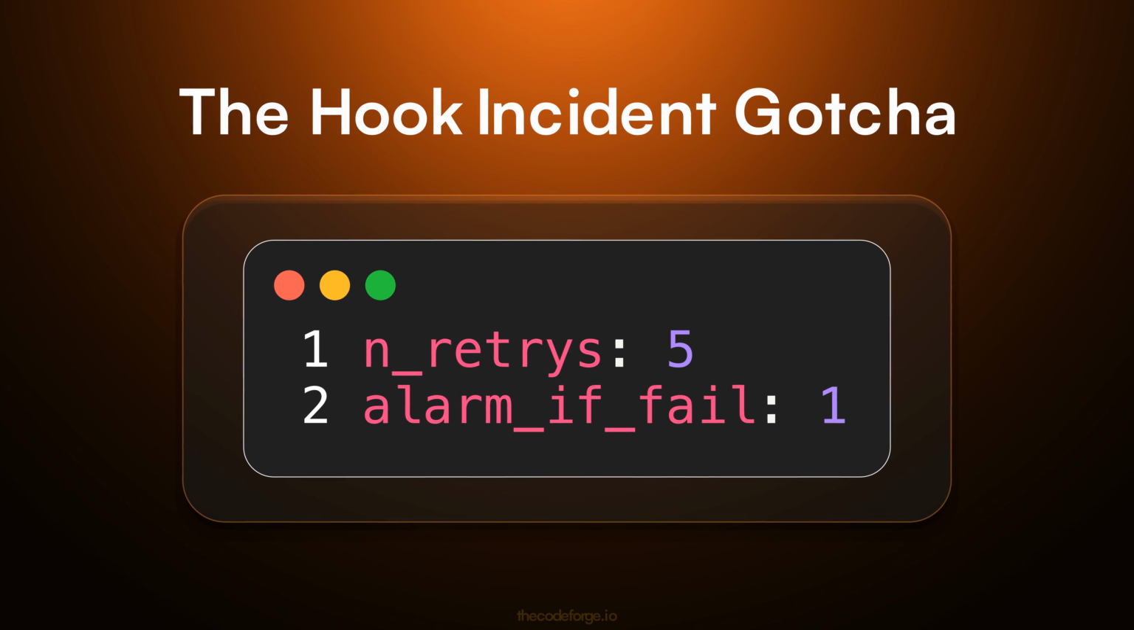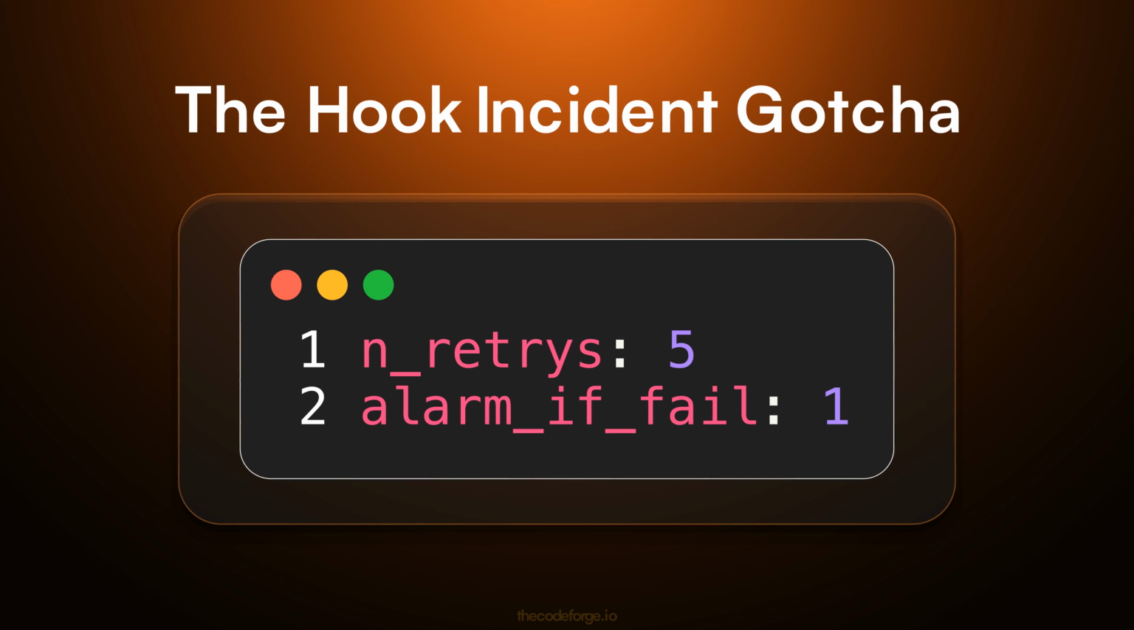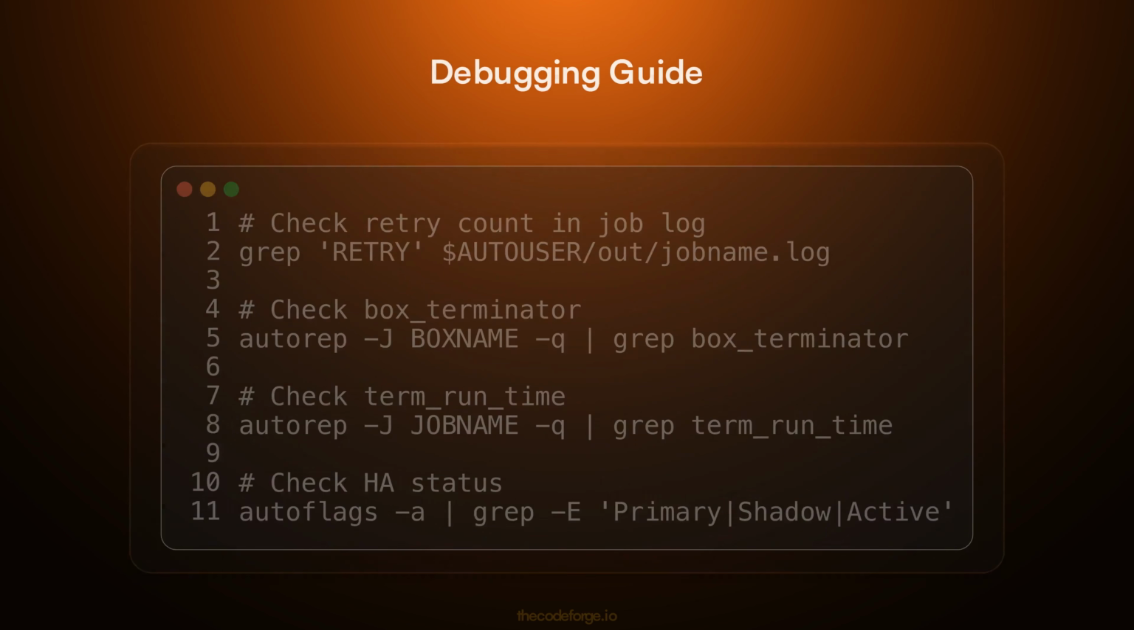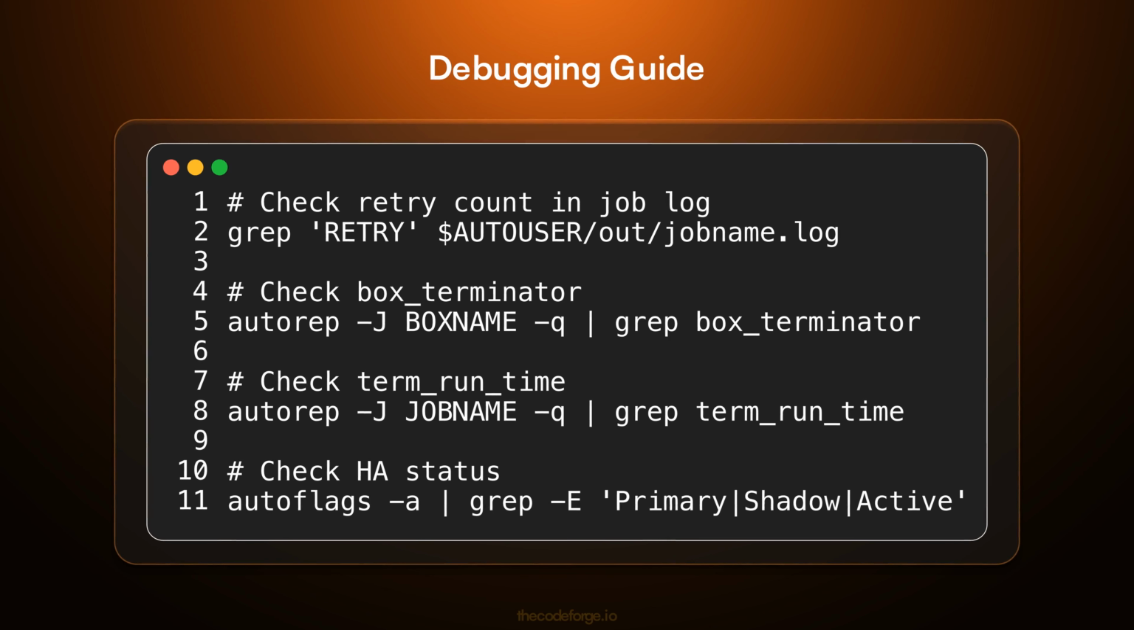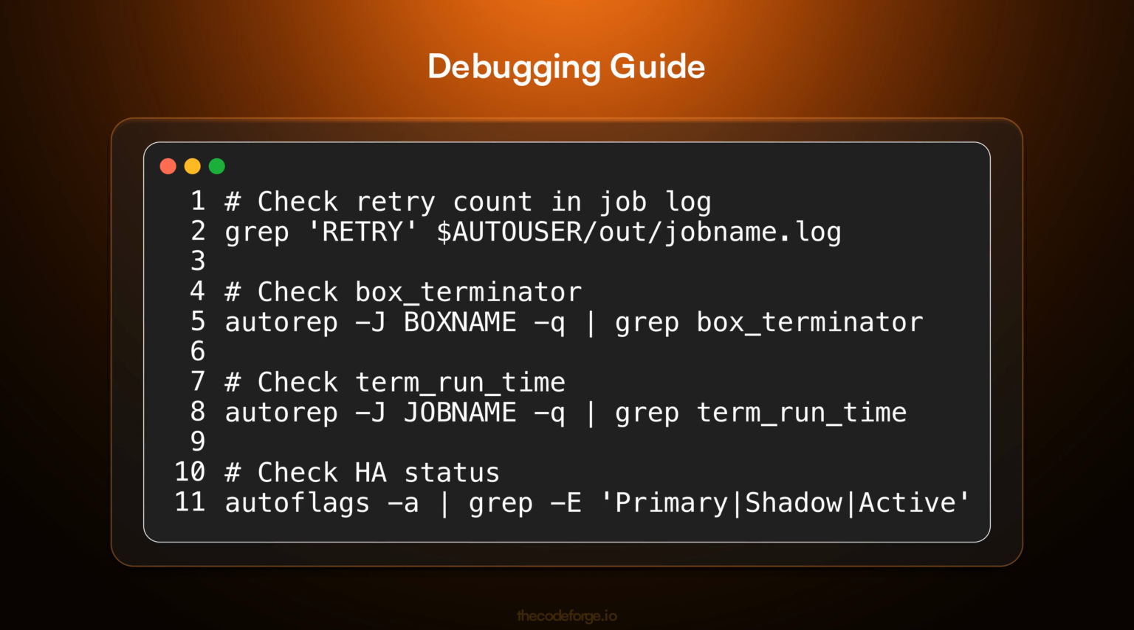This is the exact configuration that caused the 6-month bug. With nretries 5, the job could fail repeatedly and still succeed on the last retry, never triggering an alarm. The monitoring showed 100% success, but records were missing every night. Use these commands to diagnose issues. Check how often retries actually happen. If more than 5% of runs, fix the root cause. Verify box terminator is set on the correct job, monitor term runtime timers, and test HA failover quarterly.